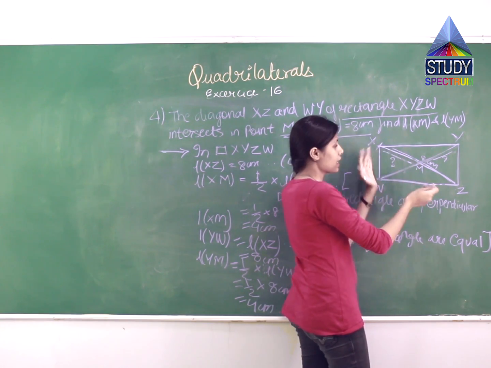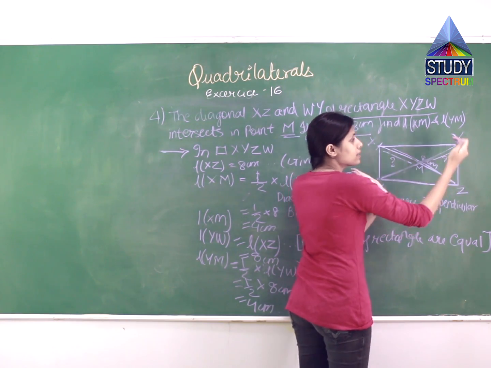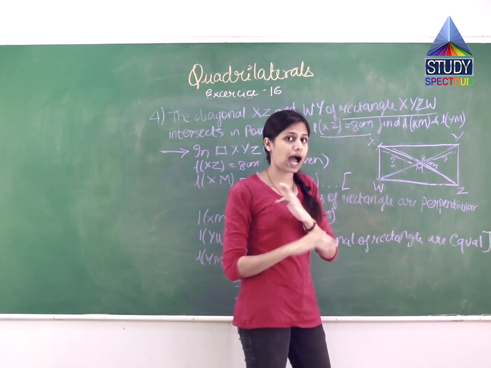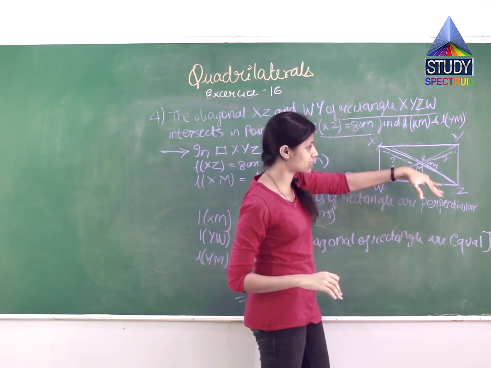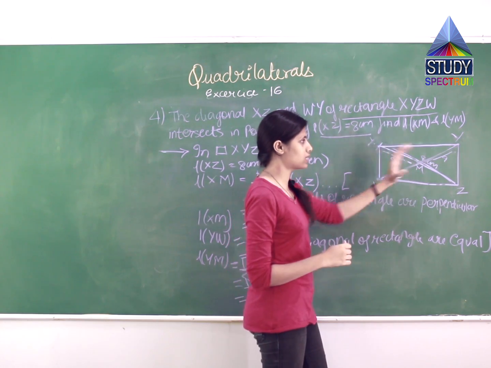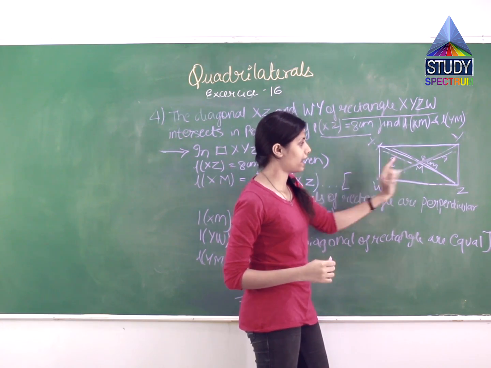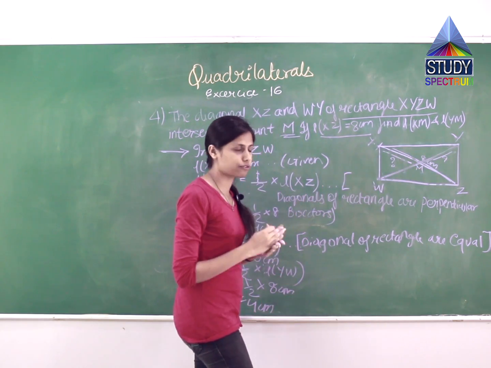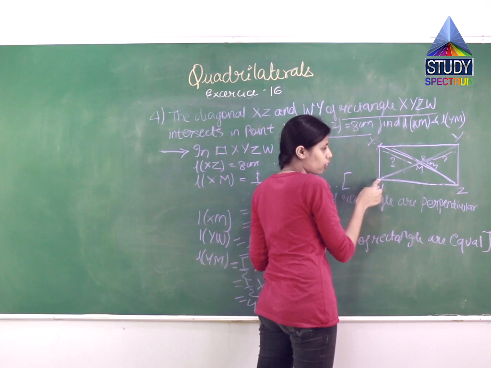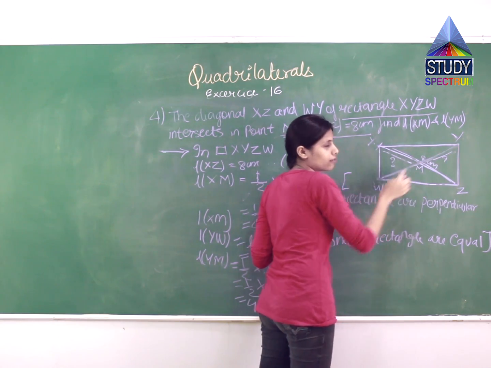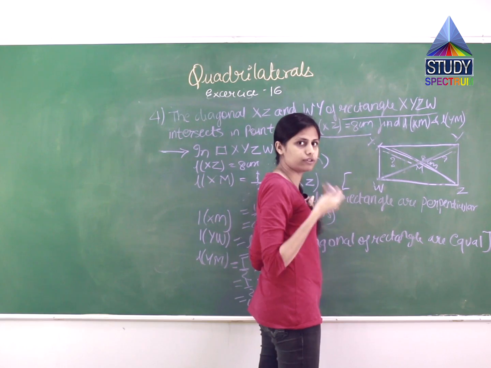Same with this. If this is 8 centimeter, this also has to be the same 8 centimeter, because the diagonals of the rectangle are equal. If this is 8 centimeter, this is also 8 centimeter. And M divides this segment YW equally, means half. So M is dividing this segment of 8 centimeter into half. If this is 8 centimeter, the half part will be how much? Half of 8, which is 4.